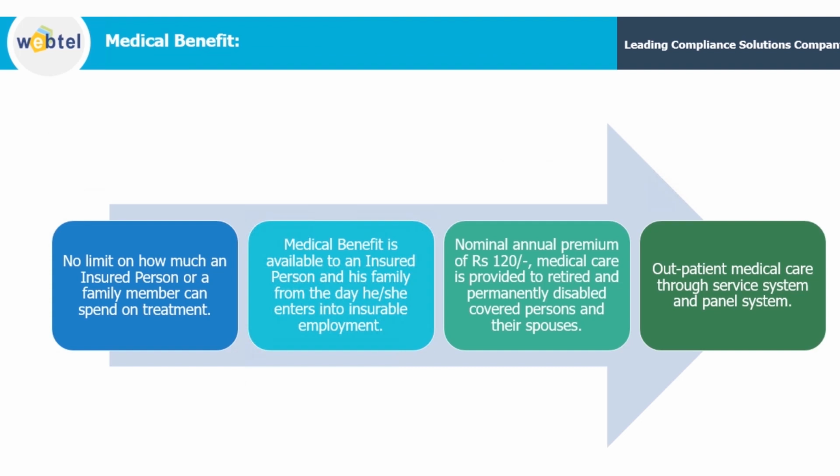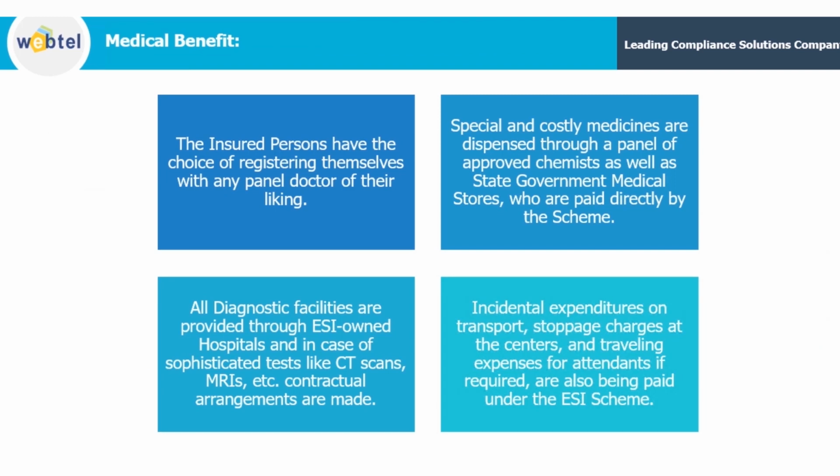For a nominal annual premium of ₹120, medical care is provided to the retired and permanently disabled covered persons and their spouses. Outpatient medical care through the service system and panel system are also available. Similarly, there are some other benefits also. As you can see on the screen, the insured persons can have the choice of registering themselves with any panel of doctors as they like. Special and costly medicines are dispensed through the panel of approved chemists as well as state government approved medical stores, and these are to be paid by the ESIC scheme.